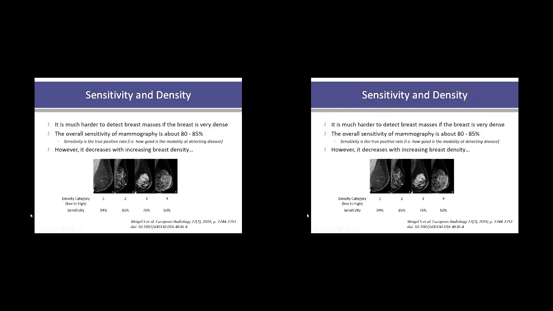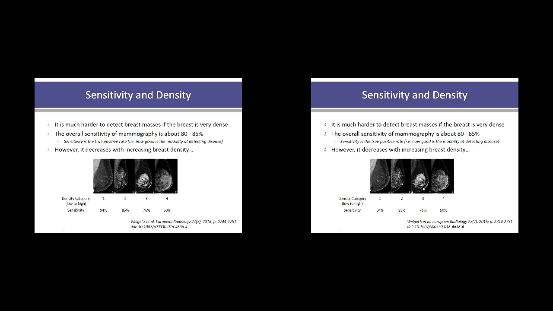Now, I've talked a bit about breast density. This really is a huge challenge of mammography as a form of imaging. It's much harder to detect breast masses if the breast is very dense. The overall sensitivity of mammography is about 80 to 85%. So even at screening, we're still missing cancer in 15 to 20% of the screening population. So it's far from perfect, but it is actually the best modality that we have. The problem we have, though, is that sensitivity decreases with increasing breast density.